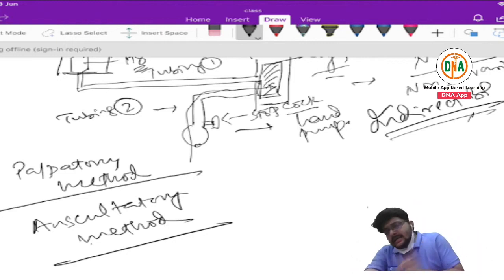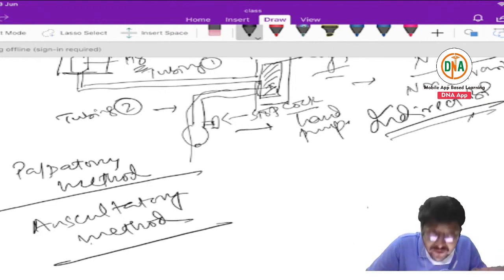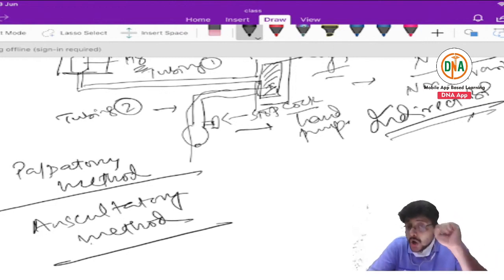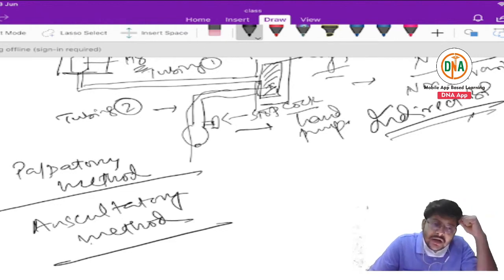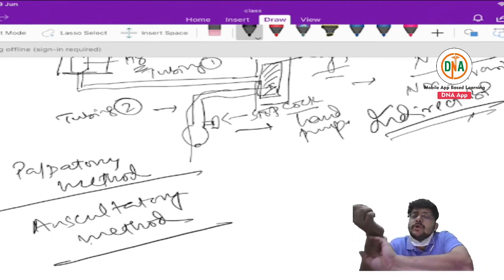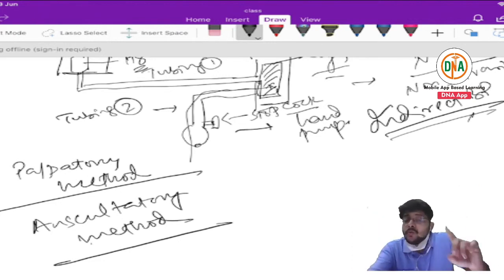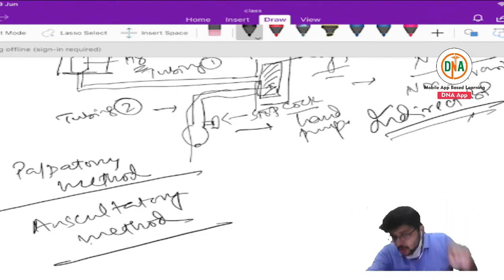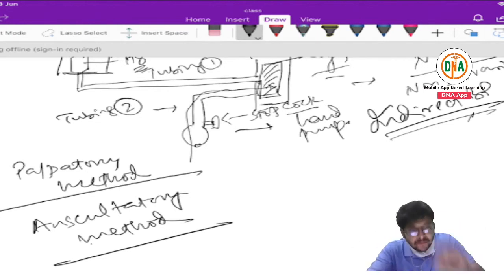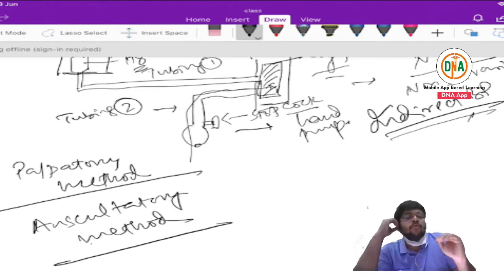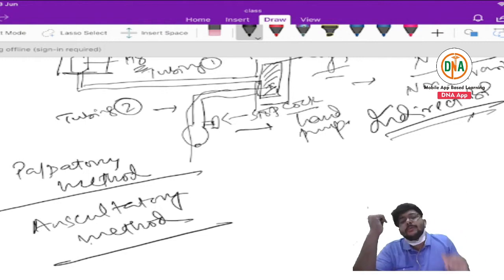Now, the radial artery is the continuation of the brachial artery in the distal upper limb. So what will happen if the brachial artery is occluded? There will be no more flow in the brachial artery and subsequently in the radial artery. So the radial pulse will no more be felt. Now we have come to a particular position where we have pumped so much that the radial pulse is just not felt. From this point, we'll move another 20 millimeter of mercury above.